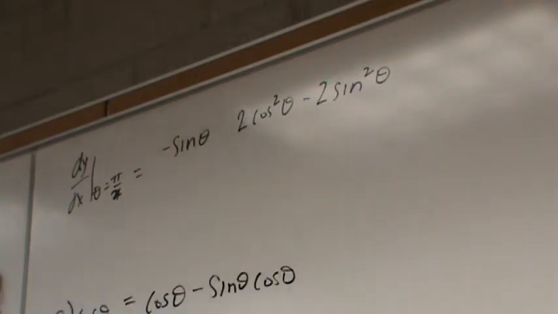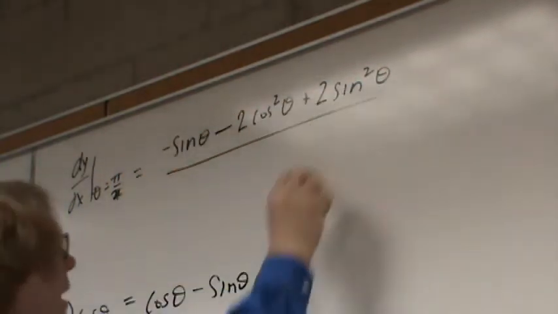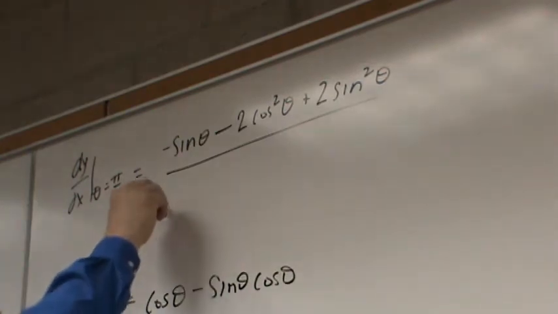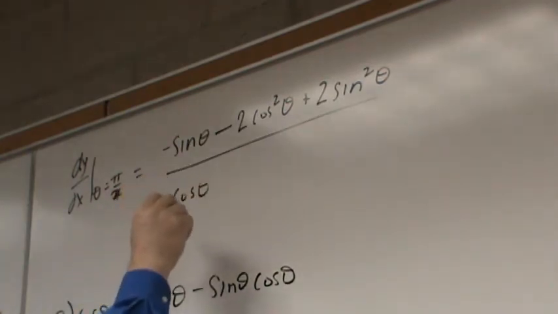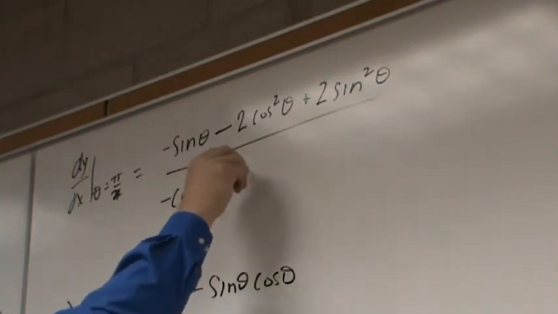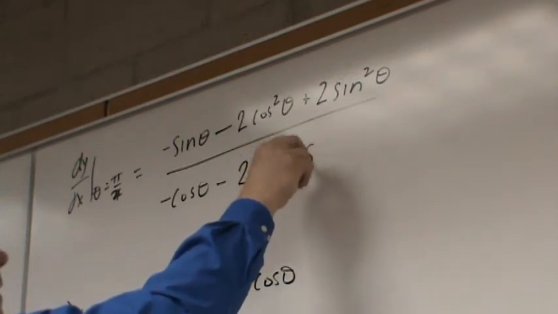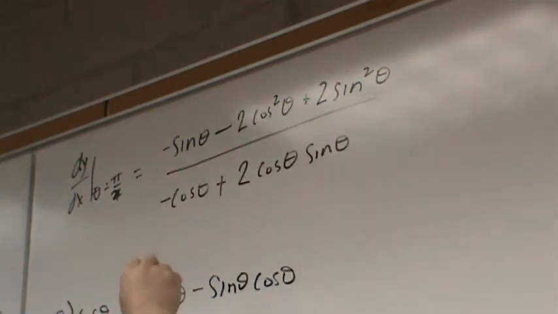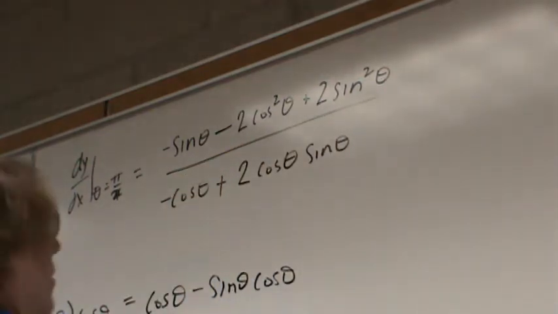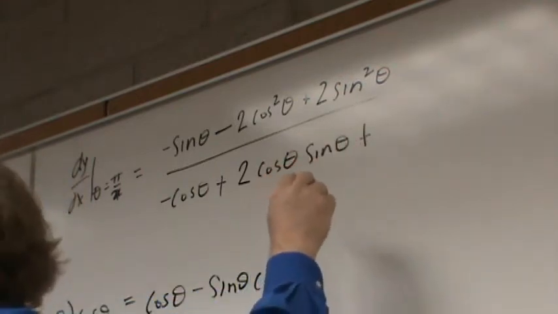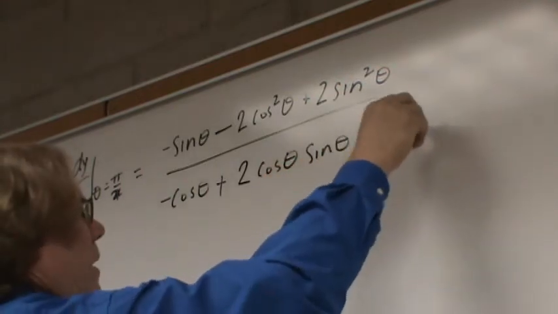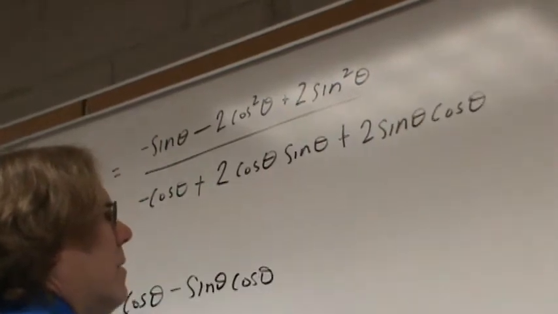What am I doing? And then the derivative of the cosine is the negative sine, and negatives cancel. So that's a plus. And I'm going to take the derivative of that guy. So I'm going to have negative cosine theta, and then minus 2 cosine theta, negative sine theta. So that's a plus. And that's minus a minus, which makes a plus. And the derivative of the sine squared is going to be 2 sine theta cosine theta.